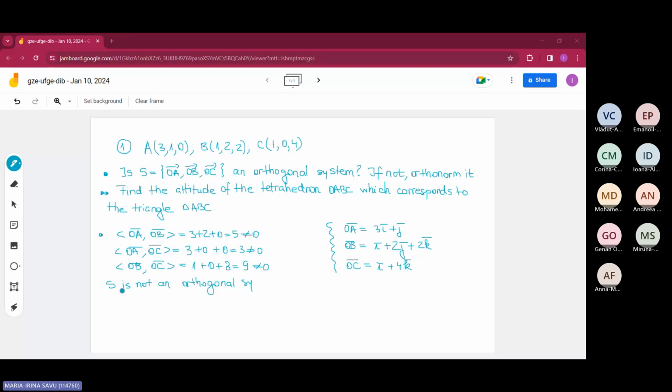Okay, so from these facts, we deduce that S is not an orthogonal system. How do you orthonormalize S? We apply the Gram-Schmidt procedure. Exactly.